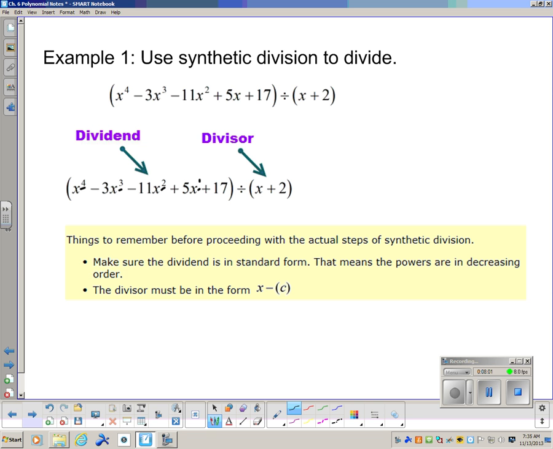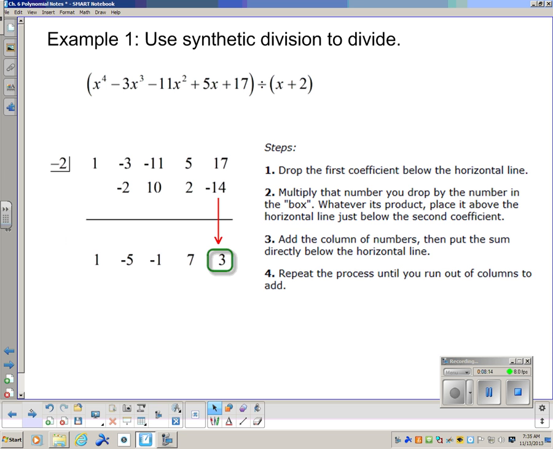And then when you're dividing over here, it has to be in this form, x minus something. So if you want to put it in that form, it'd look like this. Because your c is what you're going to actually put inside the box this time. And I'll show you that on the next page.